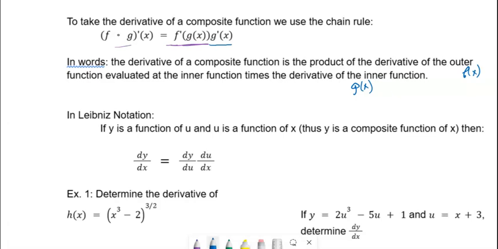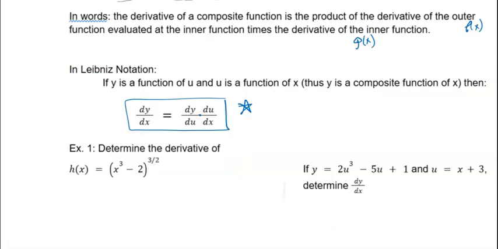In this case, we're actually going to use our alternate notation a little bit more frequently. So if y is a function of u and u is a function of x, which would mean that y is a composite function of x, then in order to get the derivative of y in relation to x, we can have the derivative of y in relation to u multiplied by the derivative of u in relation to x. We're going to use this quite a bit, so keep this handy.